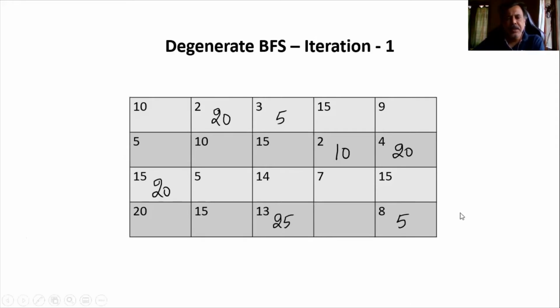And then in the previous session, we also said that since the number of allocations here, 1, 2, 3, 4, 5, 6, 7, is 7 only, against the requirement of m plus n minus 1. In this case, with 4 rows and 5 columns, m plus n minus 1 works out to 8. Since the actual number of allocations was less than the desired number of allocations, we said that this was a degenerate basic feasible solution.